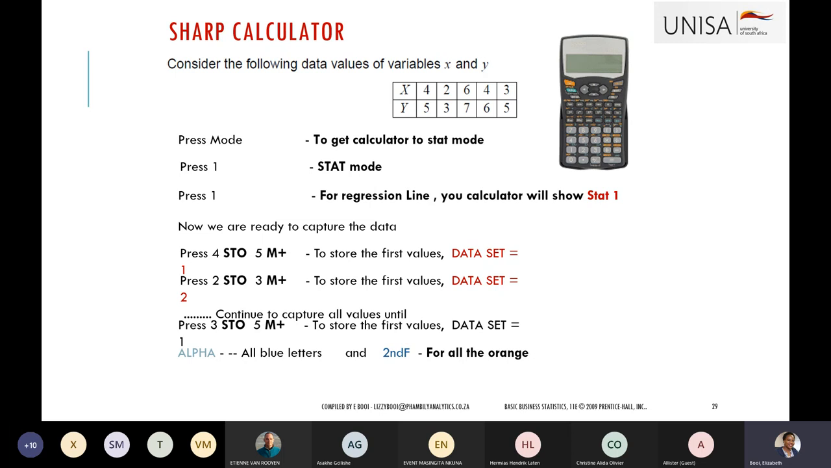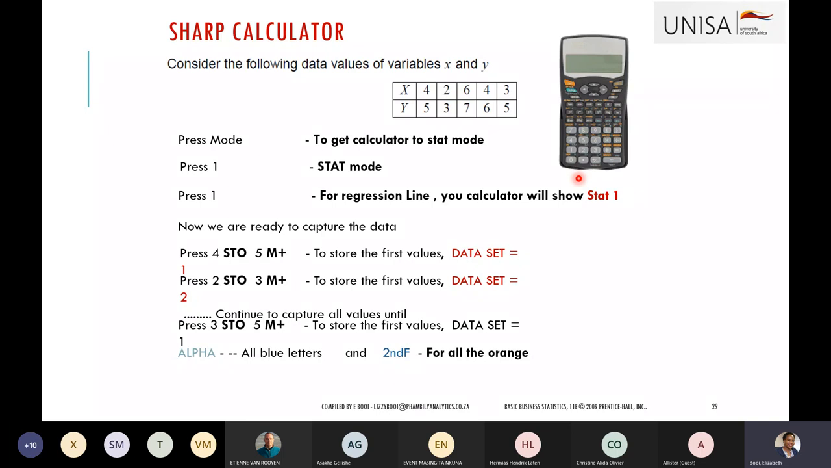So for yours, you need to press the mode button and then press 1 and your calculator will be in stat mode. And then you will have SD and then you will have a line. You're going to select where it says line, and once you do that, your calculator will say stat 1. So you're ready to capture the data.